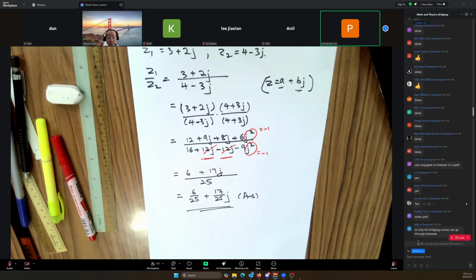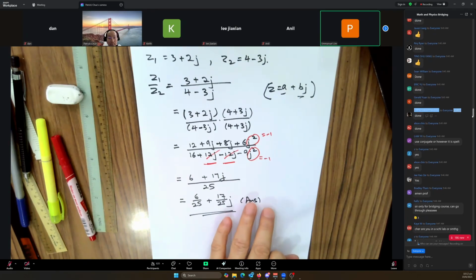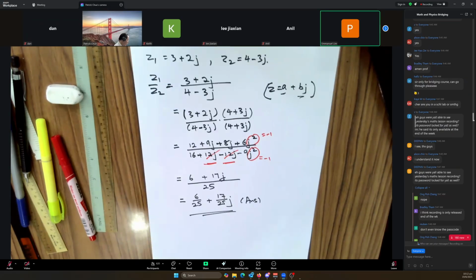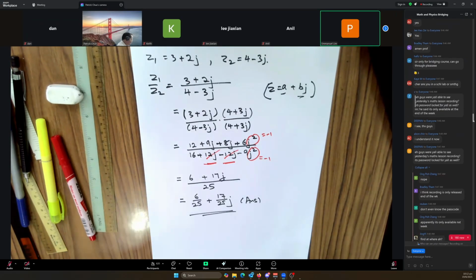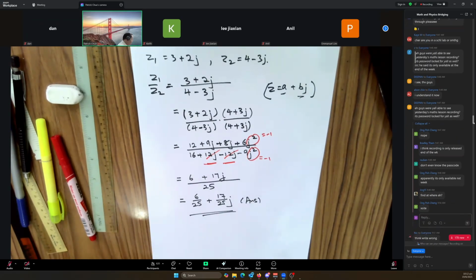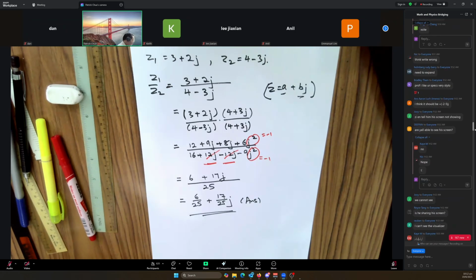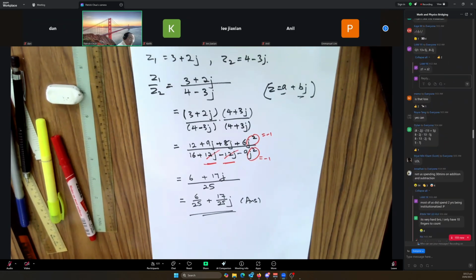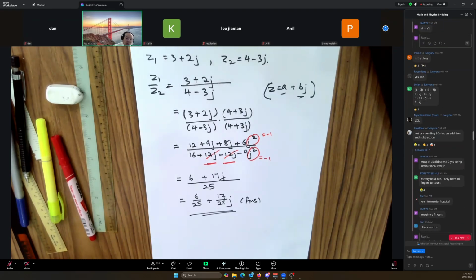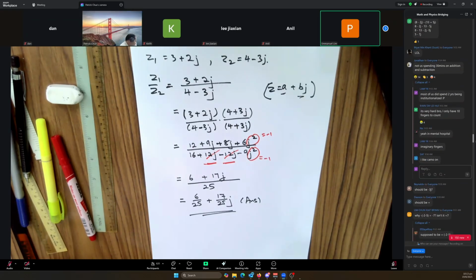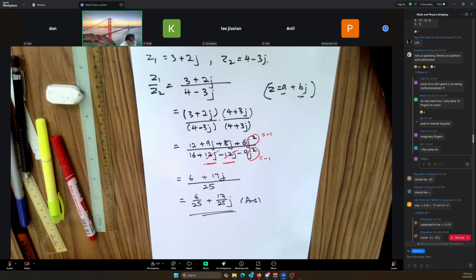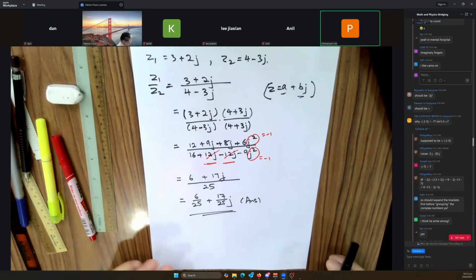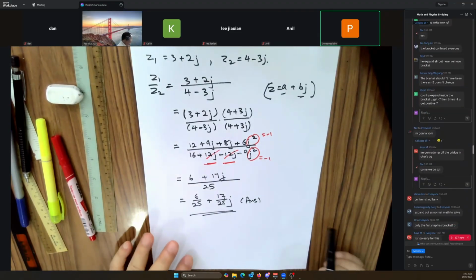A clarification for j squared equals minus 1. Will there ever be a case where we encounter j cubed, like j to the power of 3 or j to the power of 4? Well, it is possible. j to the power of 4 is simply j squared times j squared, so minus 1 times minus 1. So then it would become plus 1? Yeah. Oh, okay. Then if there's a j to the power of 3, would it be negative j?